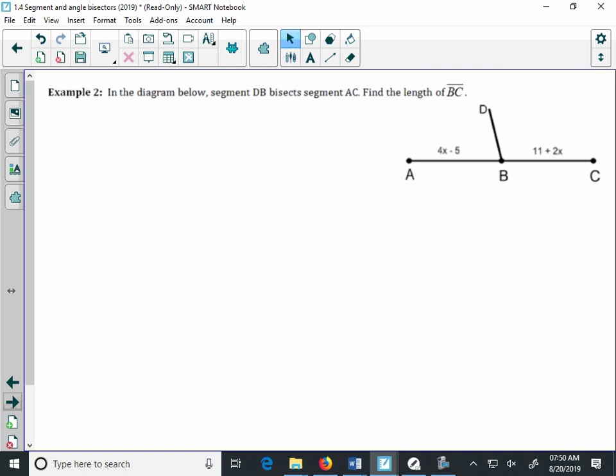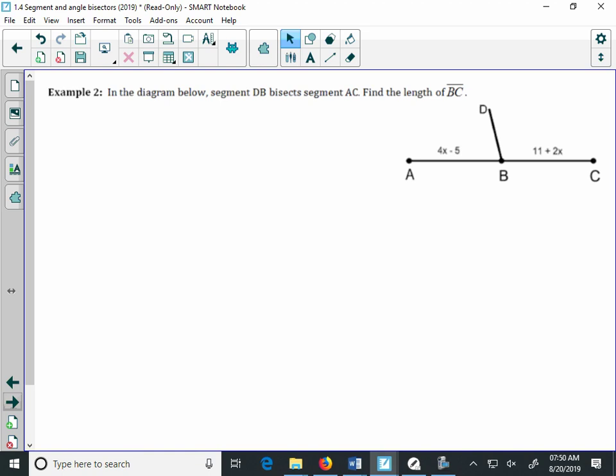So we take a look at this example, this diagram below. Segment DB bisects AC. Find the length of BC. So it's a little bit different than the direction from the previous problem. The previous one asked for X. This one asks for the length of BC. But in order to find BC, what do we need to find? X.